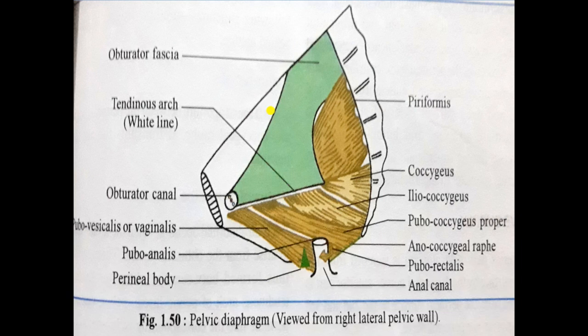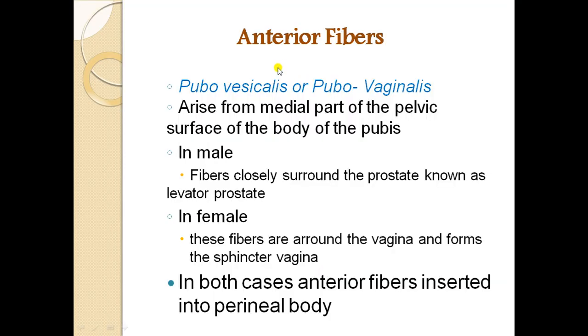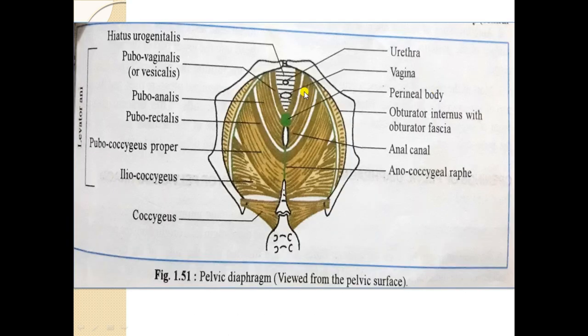So these are the middle fibers, which form one, the puborectalis muscle, and the other, the puboanalis muscle, which blends with the anal canal. Next we will see the anterior fibers. The anterior fibers in males form the pubovesicalis, in females the pubovaginalis. See here, this is the pubovesicalis, or pubovaginalis in females.